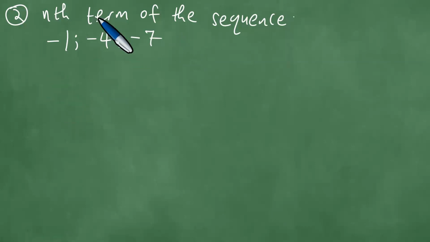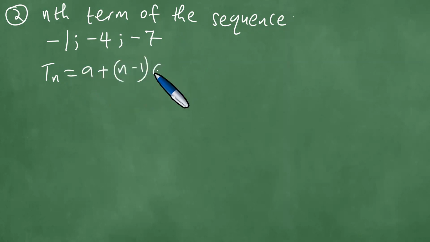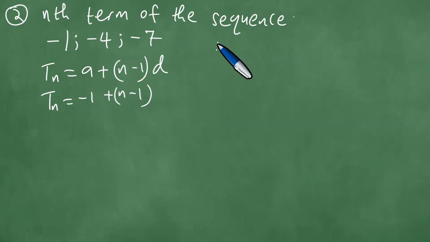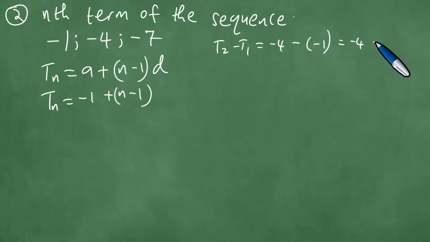What is the formula for the nth term? The formula for the nth term is this one, which is arithmetic: T_n = a + (n - 1)d. What is the first term here? The first one is -1. Then we have the common difference. We've already got it, but if one forgets, you can do it again. T2 minus T1: T2 is -4, T1 is -1, so this is -4 plus 1, which is -3.